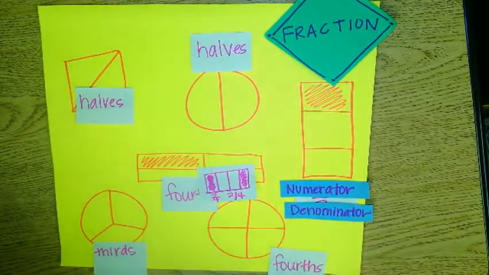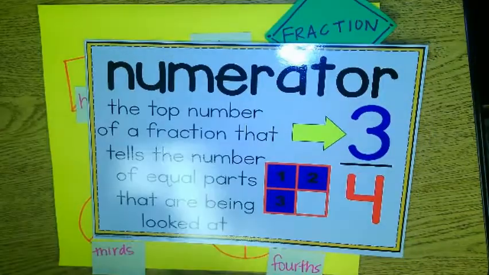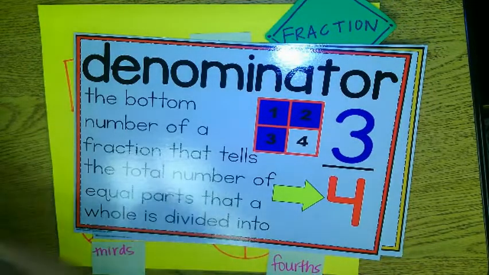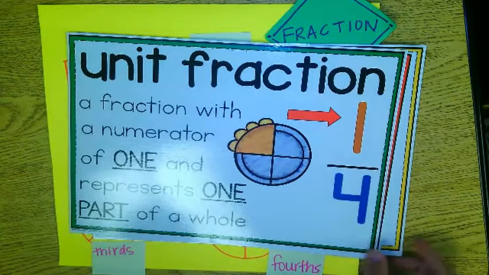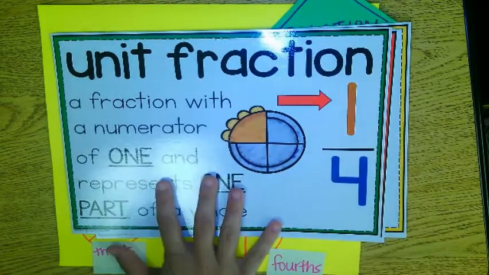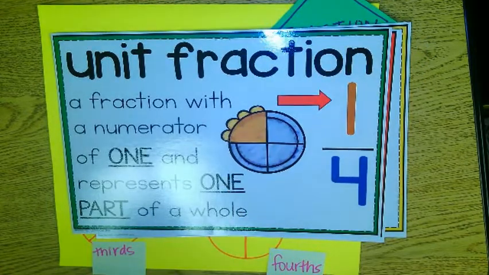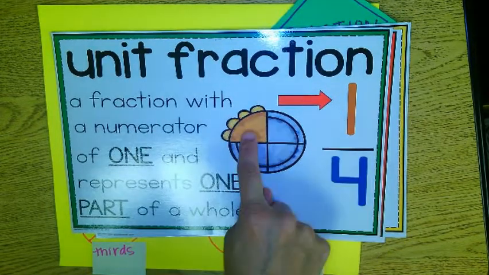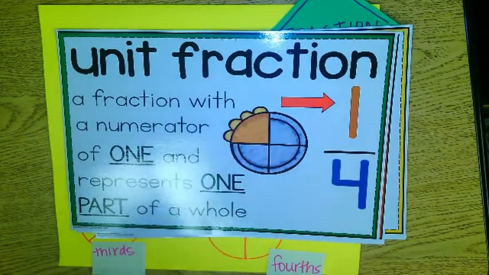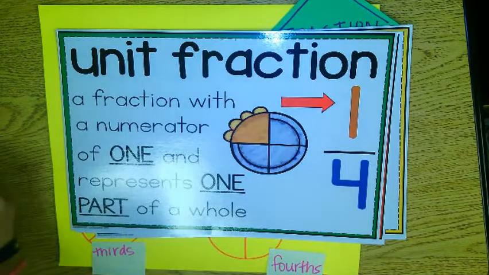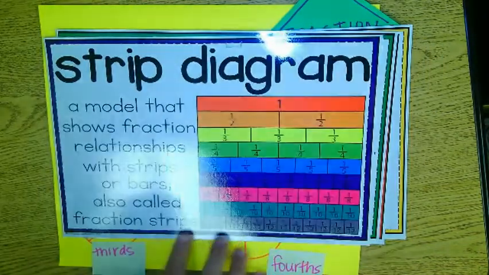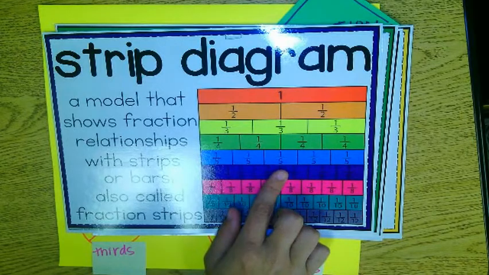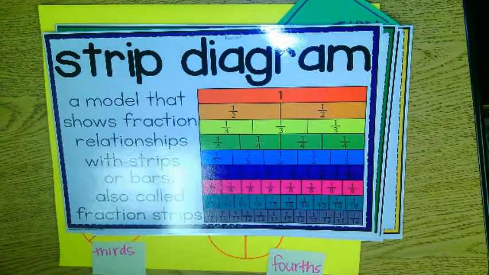But this year, you guys are not only going to need to know the terms numerator and denominator, you're going to also need to know this term called unit fraction. And we're going to talk more about what a unit fraction is later this week, but it's where the numerator is 1 and it represents only 1 part. So it's really simple. It's just a new term for you guys. We're also going to be looking at things called a strip diagram or fraction bars. You guys also have this in your math toolkit that you got at your mobilization day.